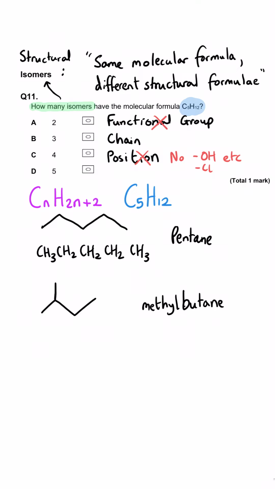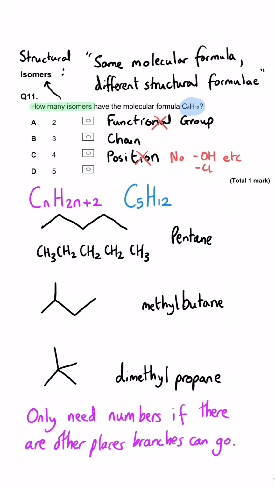This is methylbutane. Then we could have a chain of 3, so we've got a propane starting point. In order to get 5 carbons, both of the methyl groups have to be on position number 2, so this would be dimethylpropane. No numbers required in this instance because there is no other position that those 2 methyl groups could go on with this still being propane at the end of it.